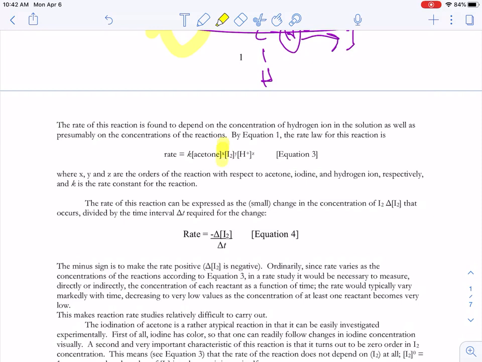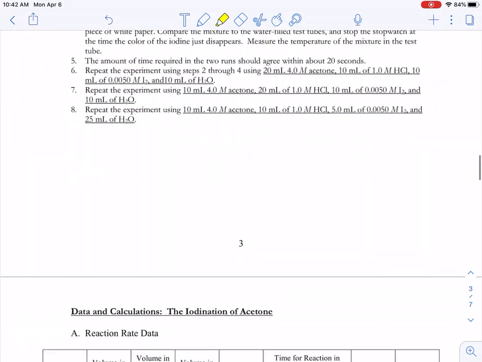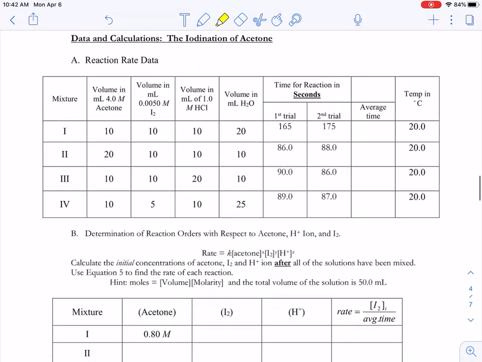Okay, so here's going to be the big thing. What you're going to try and do, and this is going to be in the write-up for the lab, is figure out what these values are, the concentrations of X, Y, and Z. I'm going to scroll down, and what you're going to see is that we're going to run four different reactions, and we're going to vary the concentration of the acetone, the iodine, the hydrochloric acid, and the water. And this is what I showed you in the video.